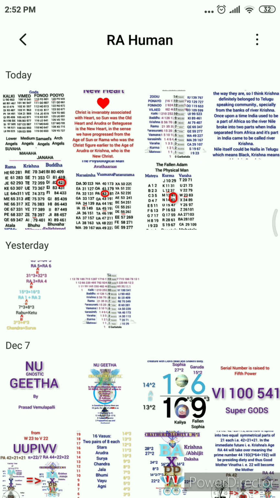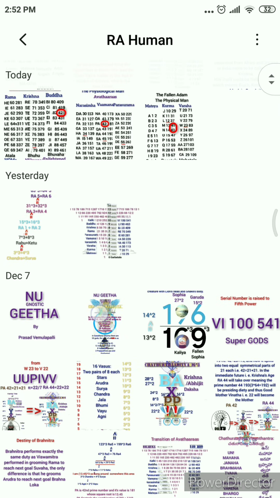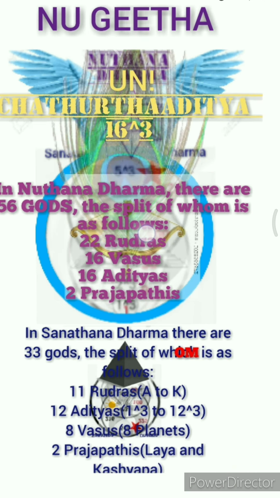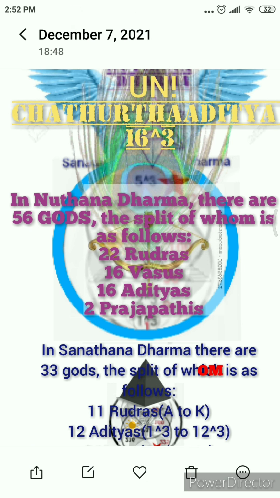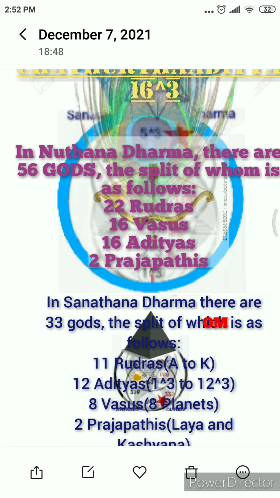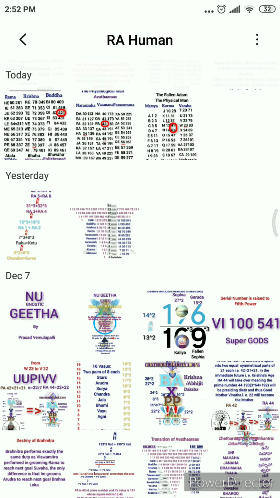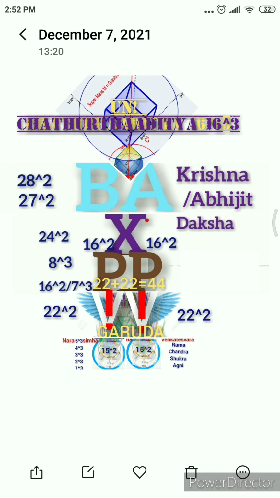Yesterday, you might have seen in the new Gita video, I explained the structure of gods. In the Sanatana Dharma, we all know there are 33 gods only: 11 Rudras, 12 Adityas, 8 Vasus, 2 Prajapatis. But then we have the new Chaturtha Aditya, that is 16 cube.